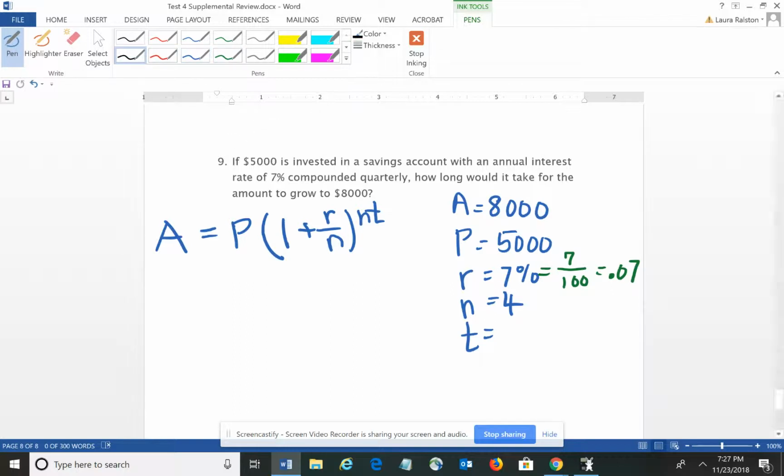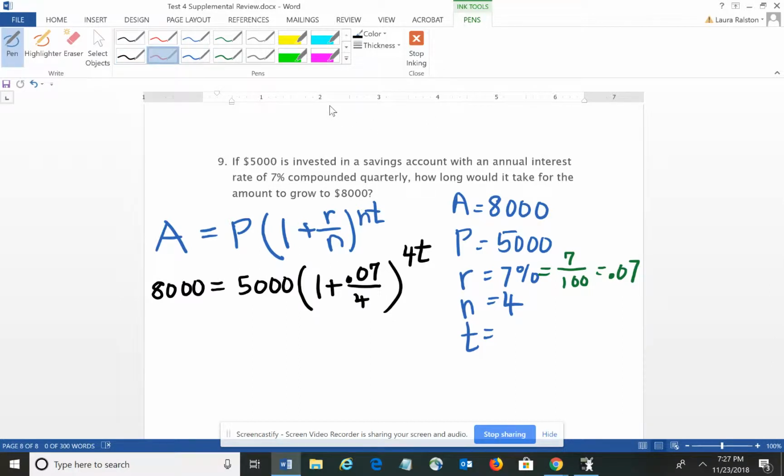Okay, so we have $8,000 equals 5,000 that we started with initially, 1 plus 0.07 divided by 4 raised to the 4t power. Now here again, I'm actually trying to solve for 4t or for t. So the first thing I want to do is to get rid of that multiplication by 5,000. So I'm going to divide both sides by 5,000.